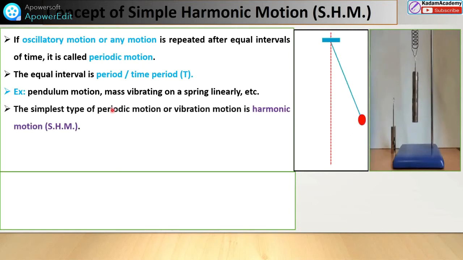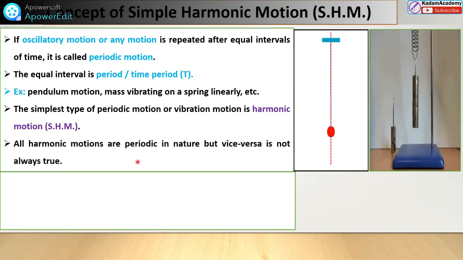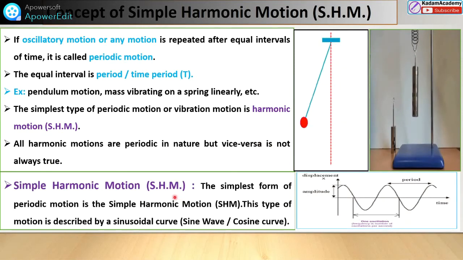So friends, this is the basic concept. The simplest type of periodic motion or vibration motion is the harmonic motion, that is SHM. All harmonic motions are periodic in nature, but vice versa is not always true. See, this is very important. So what is the definition of simple harmonic motion? The simplest form of periodic motion is simple harmonic motion.